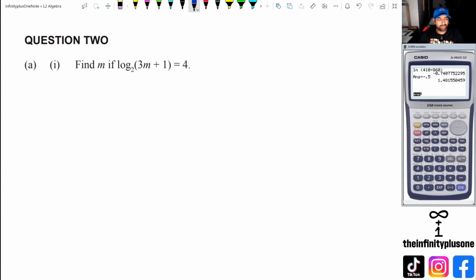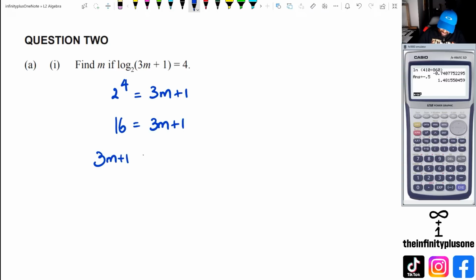So what we've got here is basically 2 to the power of 4 is equal to 3m plus 1. That's all it means. So 2 to the power of 4 is equal to 16, and we've got 16 is equal to 3m plus 1. Rearranging this, actually I'm just going to rearrange it like this first. 3m plus 1 equals 16. Then 3m is equal to 16, take away 1.